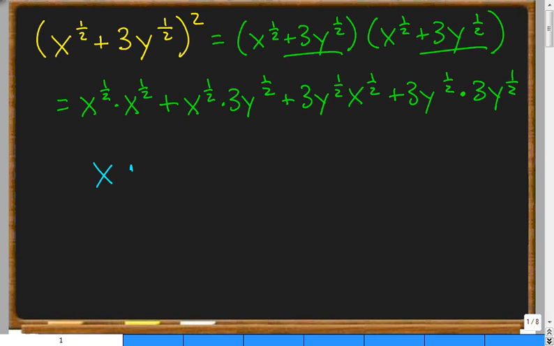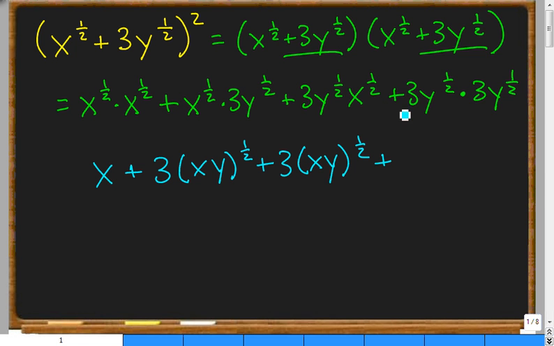And then we move the 3 out. So this would be 3 times (xy)^(1/2). Now, second term is exactly the same. So we're going to have plus 3 times (xy)^(1/2). And then finally at the end, we have like bases 3 and 3. When we multiply those together, 3 to the first times 3 to the first makes 3 squared, which is 9. And then we have y^(1/2) times y^(1/2). Just like earlier, this ends up being y to the first.